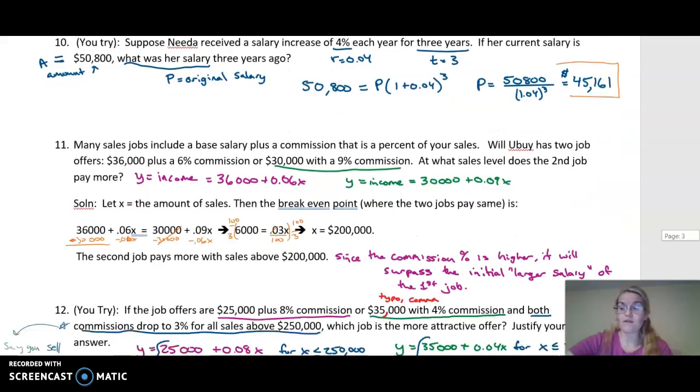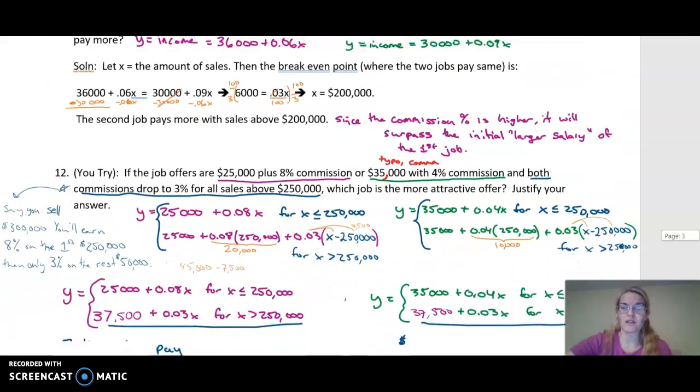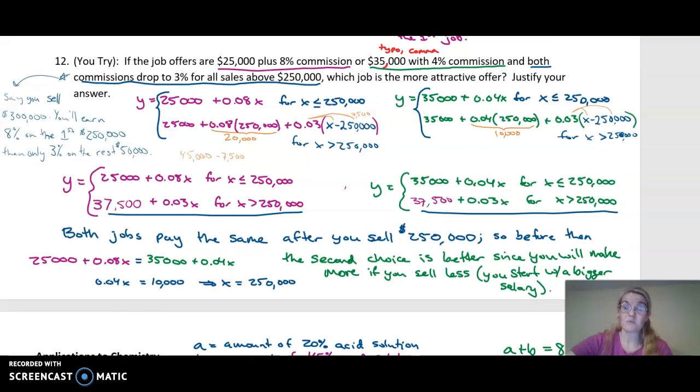For number 12, if number 11 made perfect sense to you, but number 12 you were like, that's because it was a bit more involved. Also, there was a typo. Hopefully you saw that. That should have been $35,000, not $35. But the solution here was, well, after you sell $250,000, you're actually going to make the exact same amount of money regardless of the job. So which job is more attractive? I think the first one's more attractive, because if you sell less than $250,000, you're going to start off with more money, right? Because your base salary is higher.